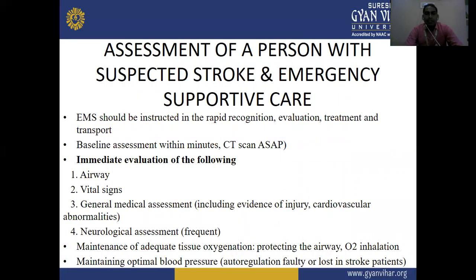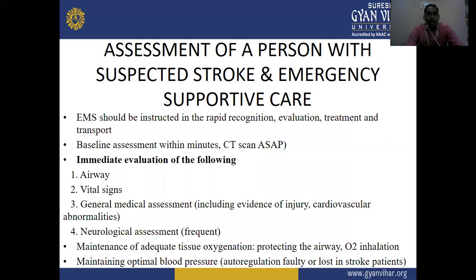Next one is assessment of a person with suspected stroke and emergency supportive care. EMS, emergency medical services, should be instructed in the rapid recognition, evaluation, treatment, and transport. Baseline assessment within minutes, like CT scan. CT scan means computed tomography, ASAP, as soon as possible.